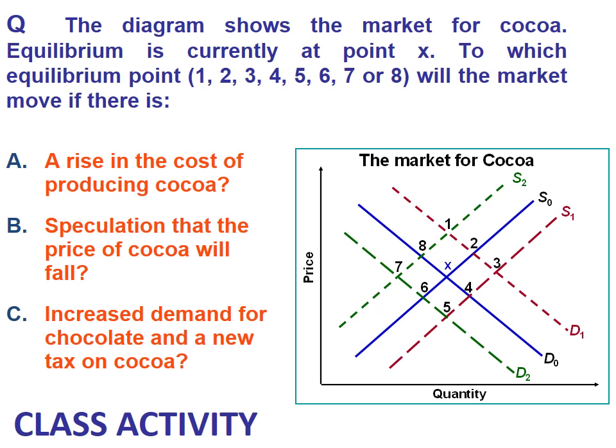Okay, so the diagram shows the market for cocoa. Equilibrium is currently at point X. To which equilibrium point, 1, 2, 3, 4, 5, 6, 7, or 8, will the market move if there is a rise in the cost of producing cocoa? So who does that affect? Does it affect supply or demand? Speculation that the price of cocoa will fall. Does that affect demand or supply, or both? Or increased demand for chocolate and a new tax on cocoa? So who does that affect? Demand, supply, or even both?